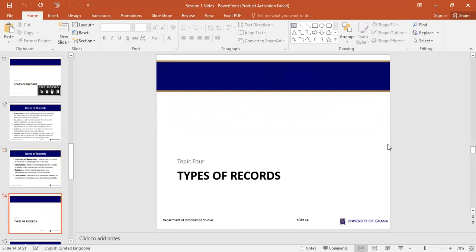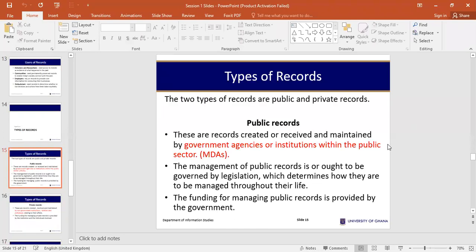Now, the fourth topic has to do with the types of records. For types of records, what I deal with here mainly has to do with what we call public records and private records. That is all. There are only these two.